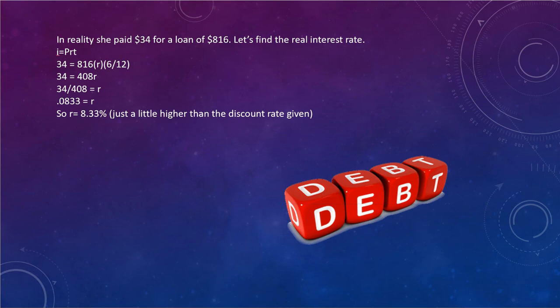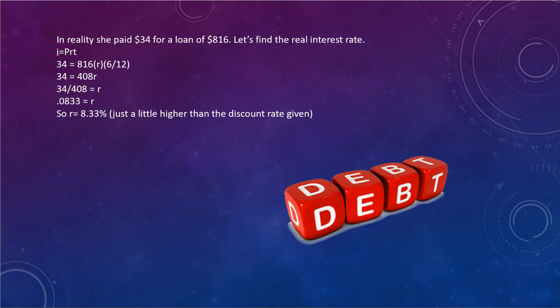So here's our farther look. In reality, this $34 she paid for the loan of $816 is a higher interest rate. So we're going to go back to I equals PRT. Our I is still 34. That's how much she's paying in interest. But the P is in actuality $816. That's how much money she got. The interest rate is what we're going to figure out, but the time stays at 6 over 12.